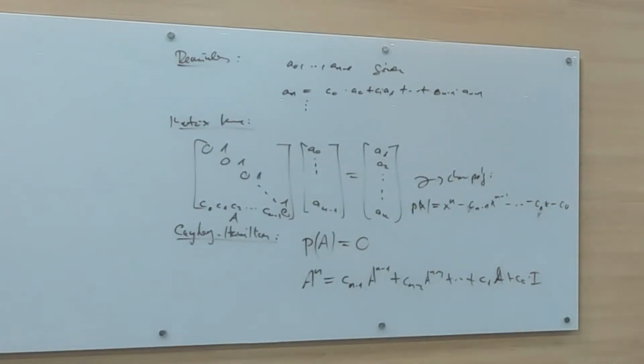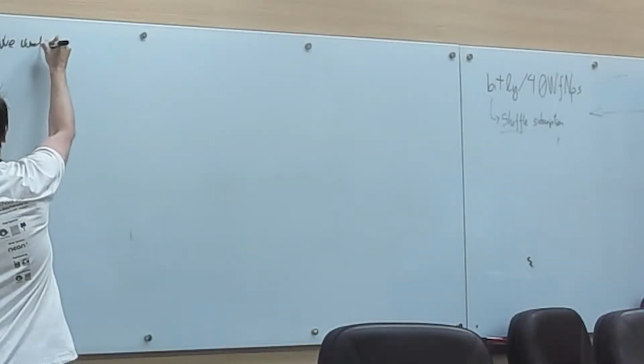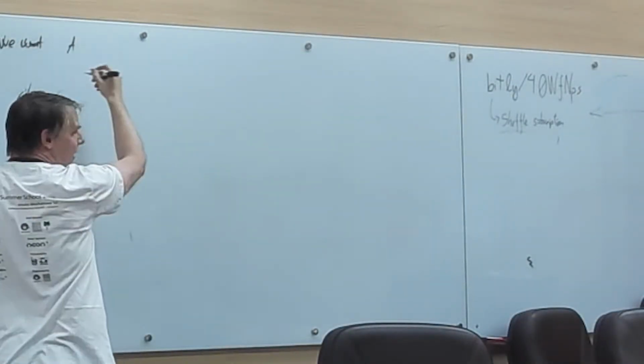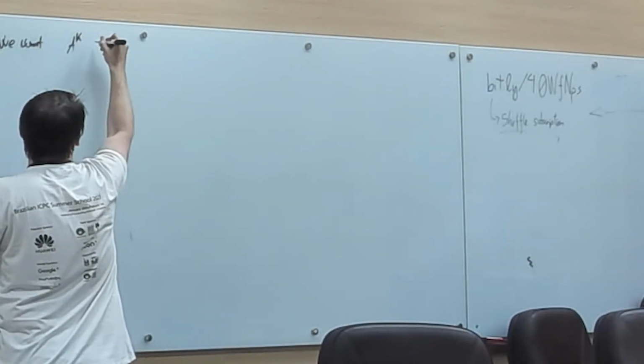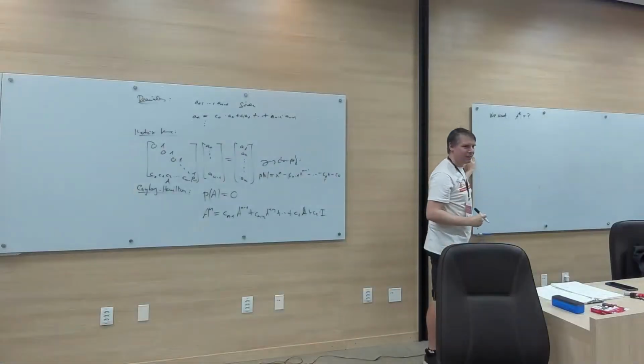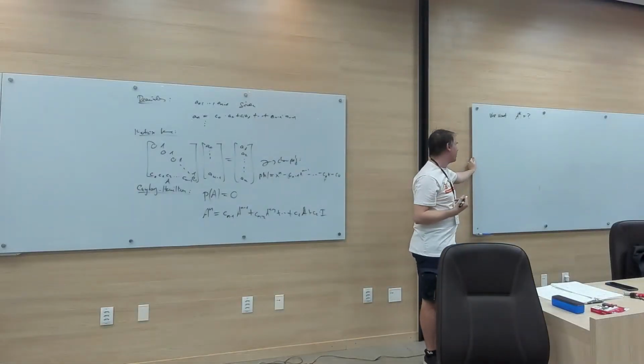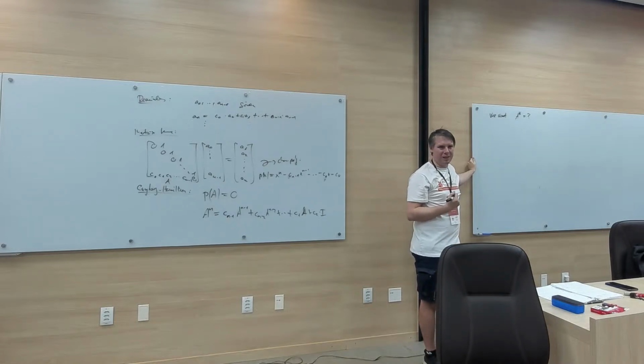So both relations are kind of useful on their own way. We want to calculate A to some power of k. For now, just consider this problem. We are interested in the power of the matrix itself.